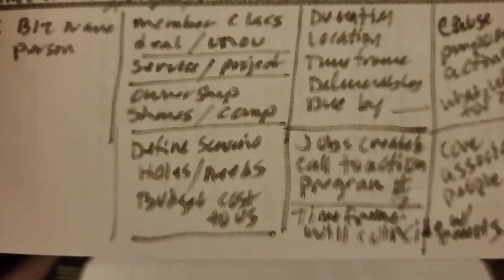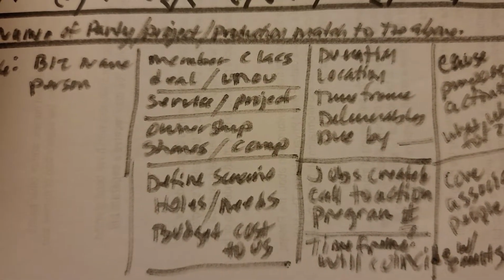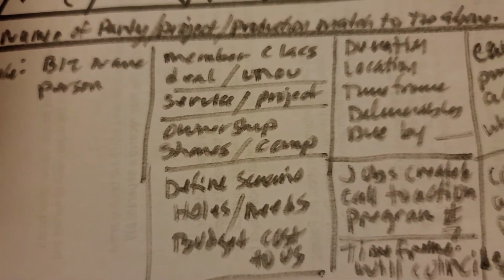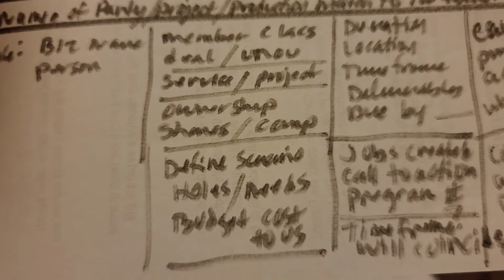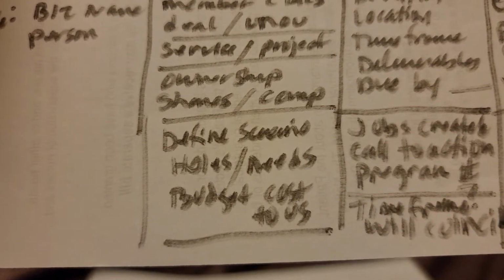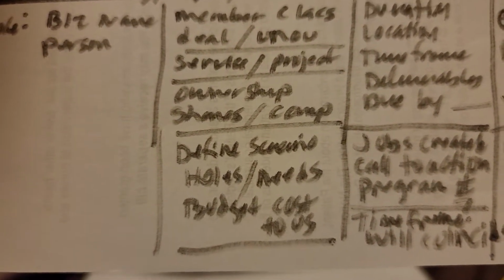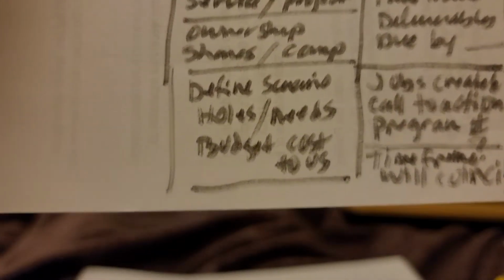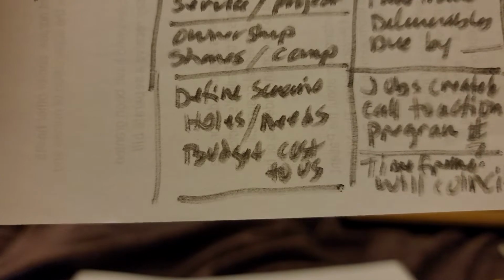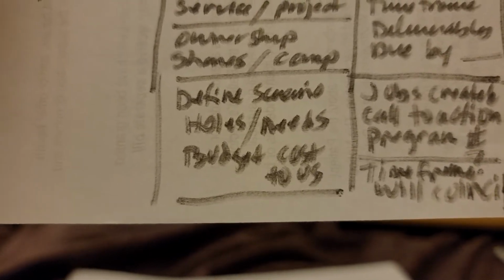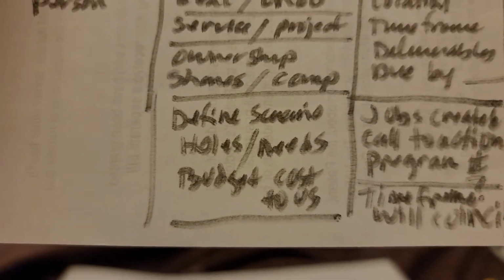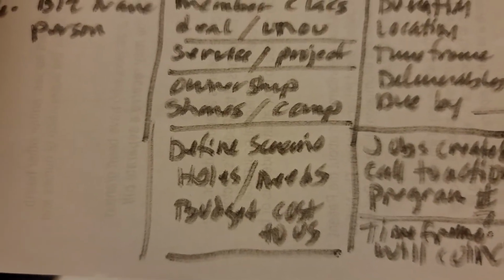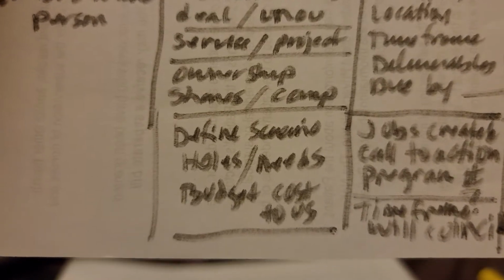So we will go through the member class. We'll create the deal memo, the MOU, the service agreement, project breakdown, and summary. We'll define ownership or no ownership and our shares or compensation. Define the services, the holes and the needs, and we'll budget out our cost to do what it is that they're needing. And then we'll send them over a proposed budget and timeline.